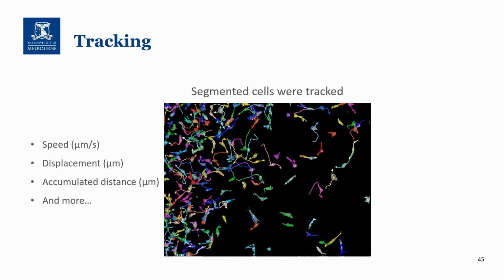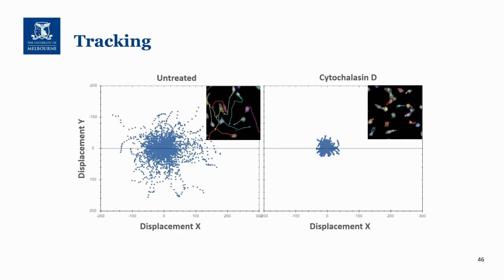Here you can see that 2D displacement in the X and Y axes has been quantified for untreated cells and cells treated with cytochalasin D, which is a compound that inhibits actin polymerization. And you can see that in the treated cells, cell motility is impeded and displacement is much lower.